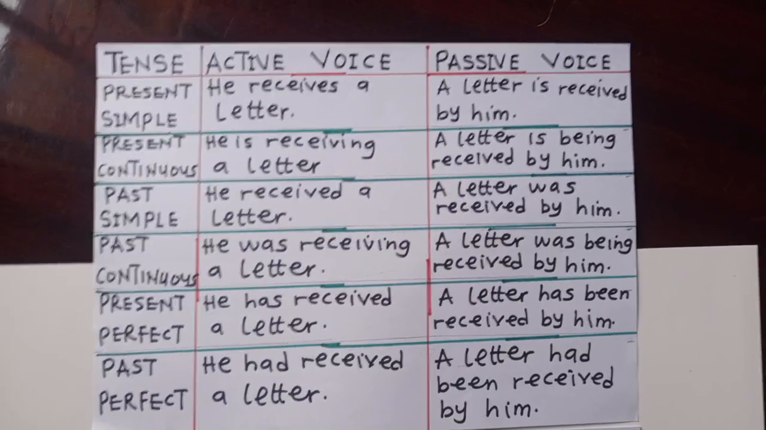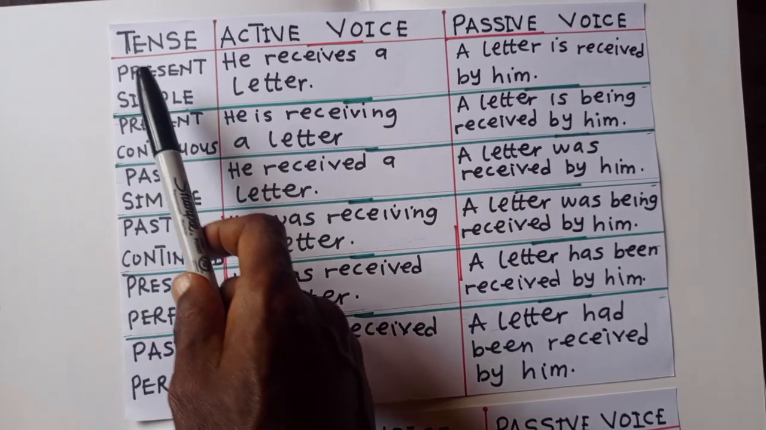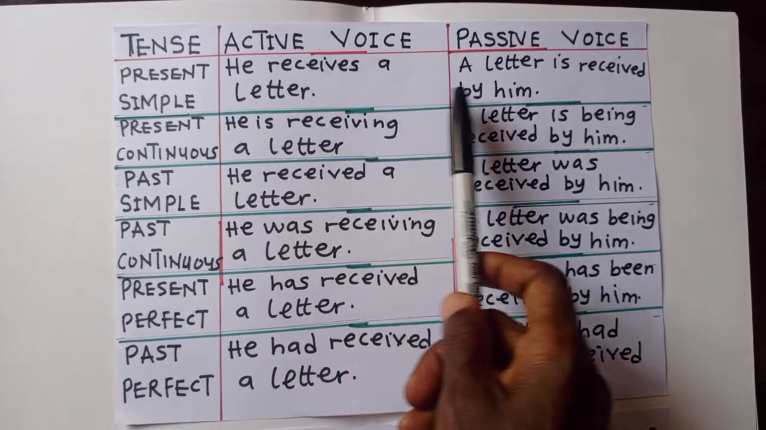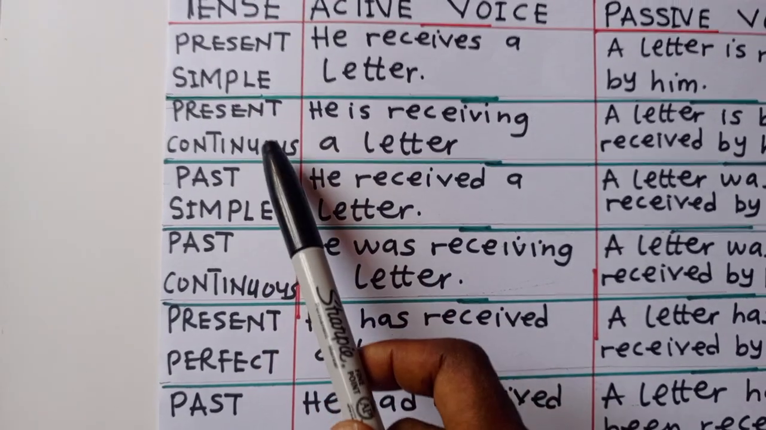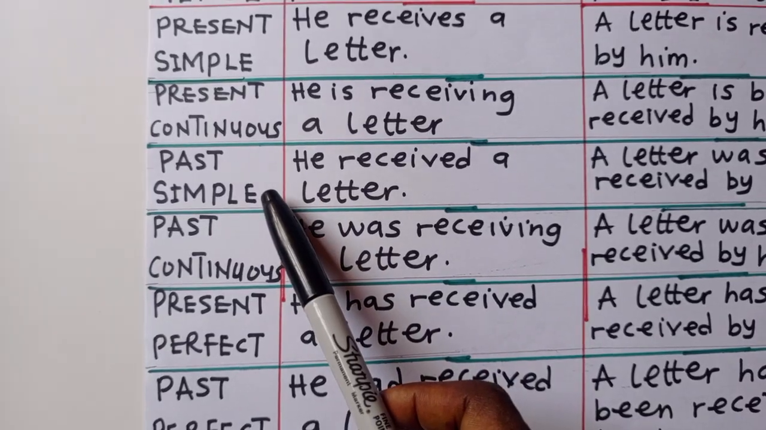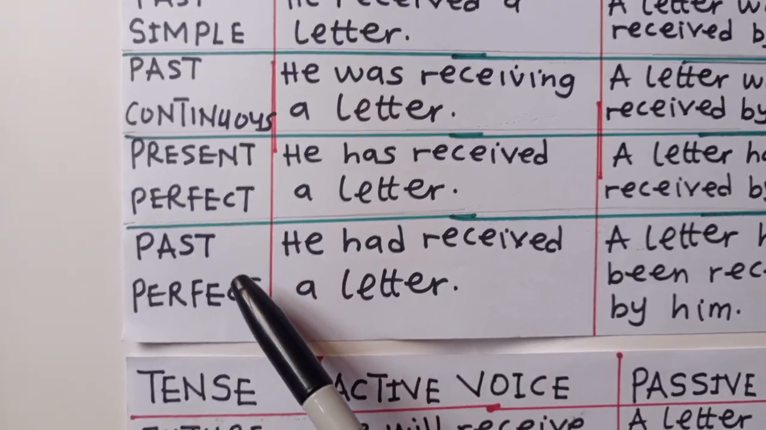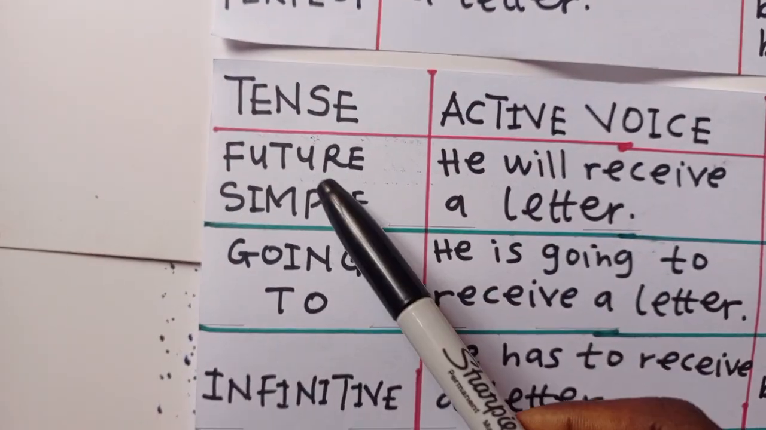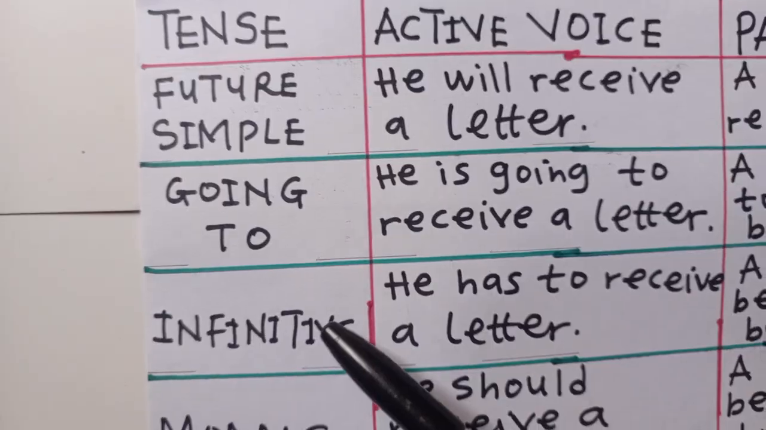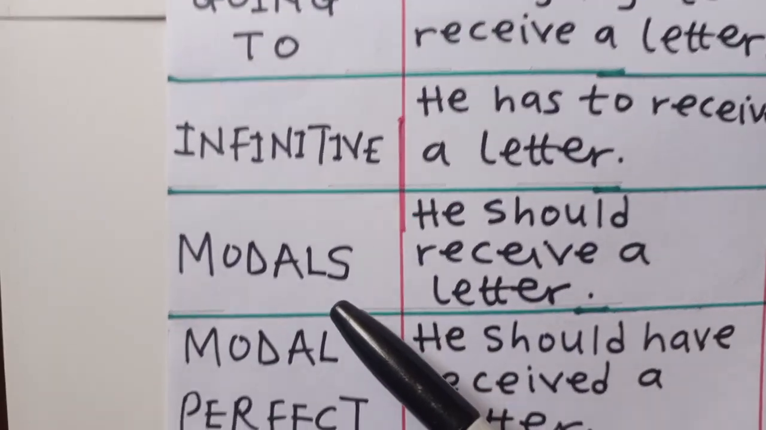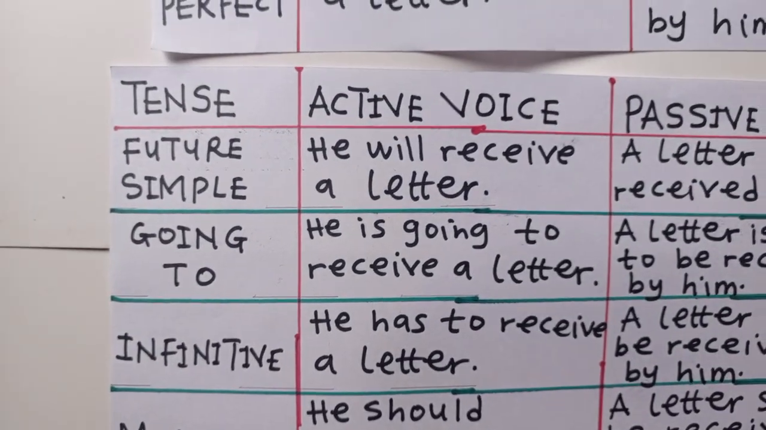And you can all see everything at a glance. Tenses, active voice, passive voice. Then present simple tense, present continuous tense, past simple tense, past continuous tense, present perfect tense, past perfect tense, future simple tense, going to tense, infinitive, modals, and then modal perfect tense. So these are all the tenses and how to use them.